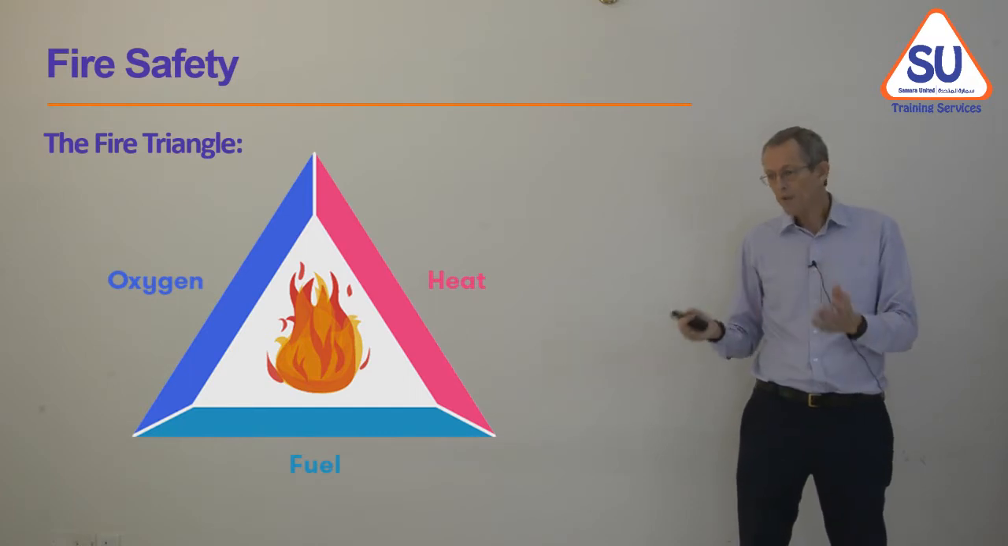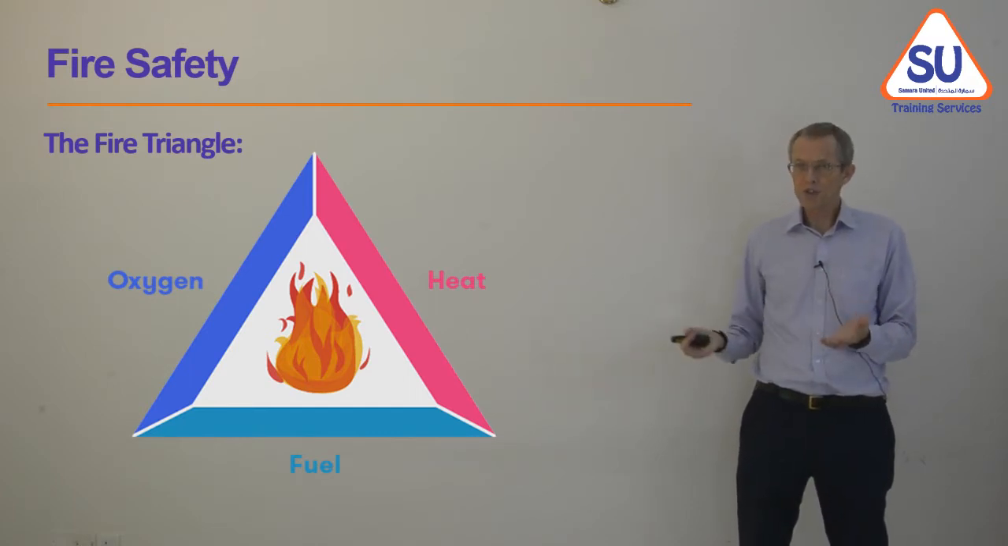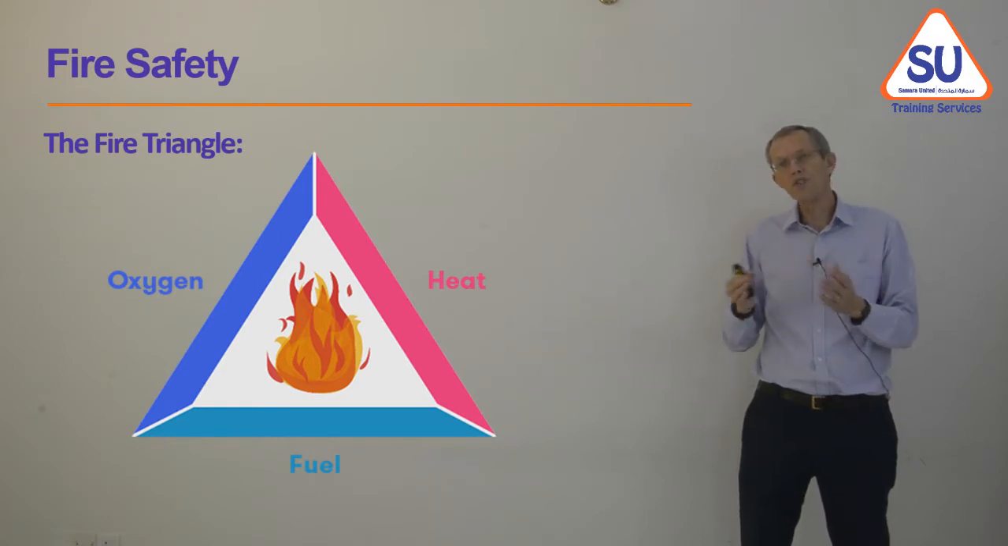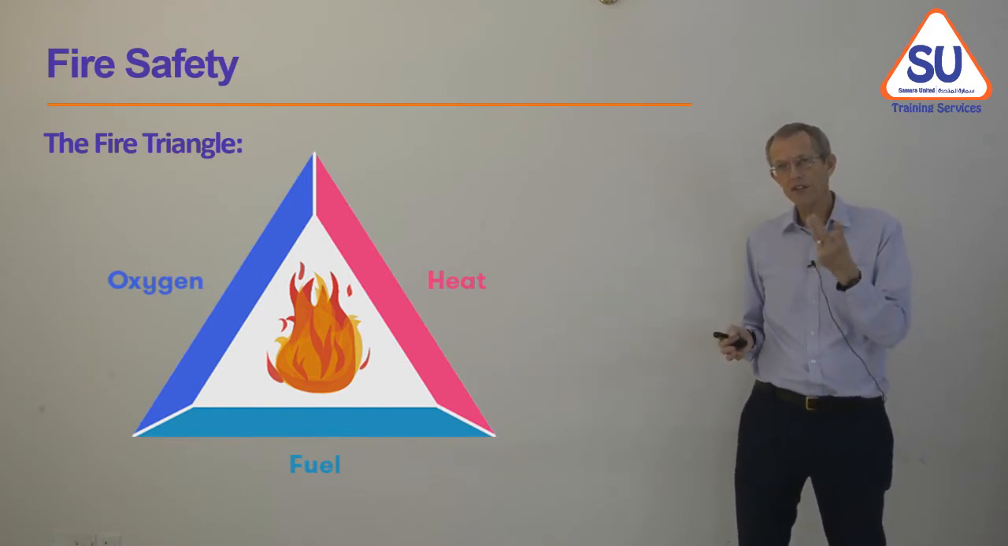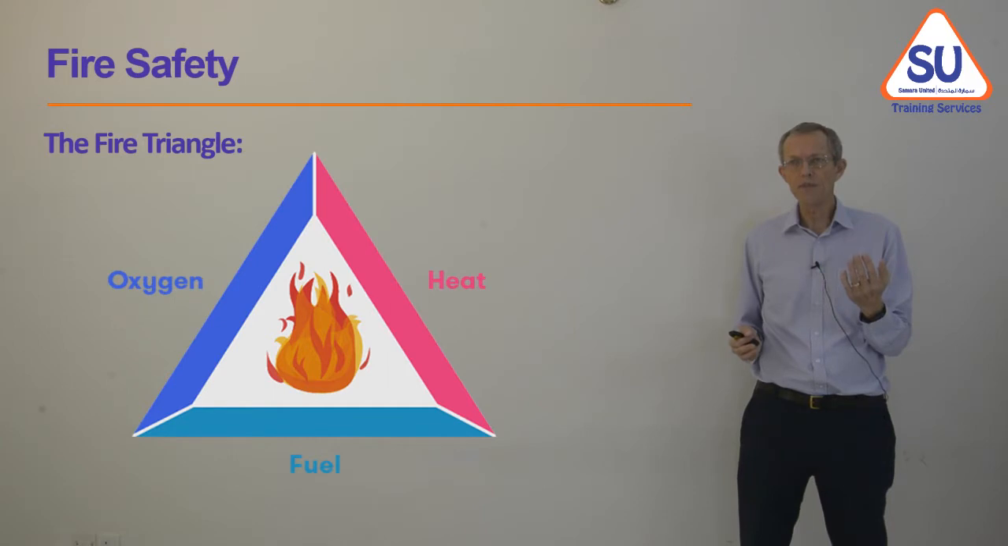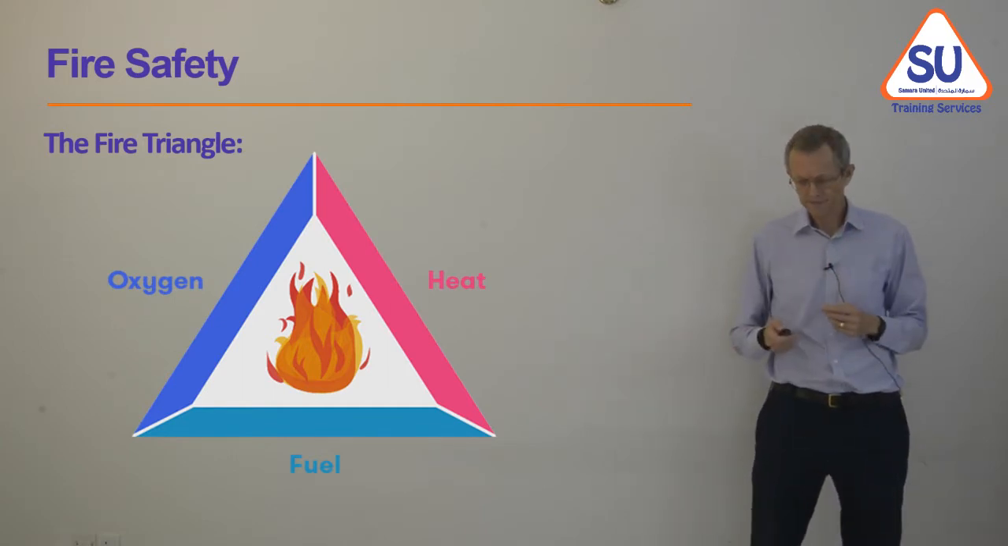Or the barbecue's burning okay and I want to put it out, I pour water on it carefully. The water will remove the heat and I'll have fuel and oxygen but no heat. It's gone out. So the fire triangle, three things, and removing any one of them will stop the fire.